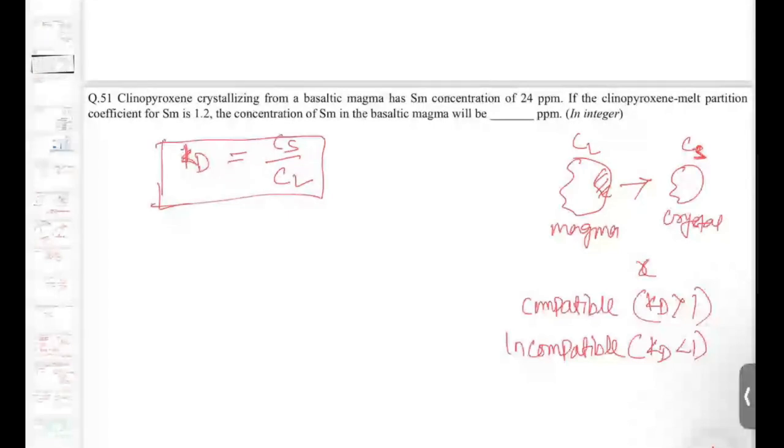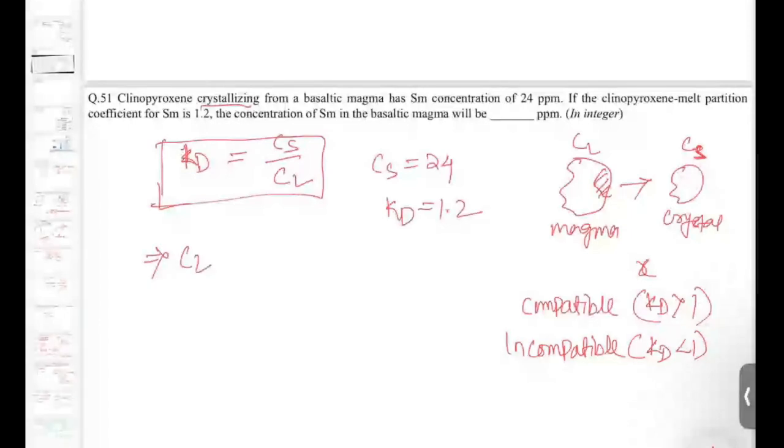So here it is given that the Cs value is 24, the crystallizing part. And the KD value is given as 1.2. So what is the value of Cl?